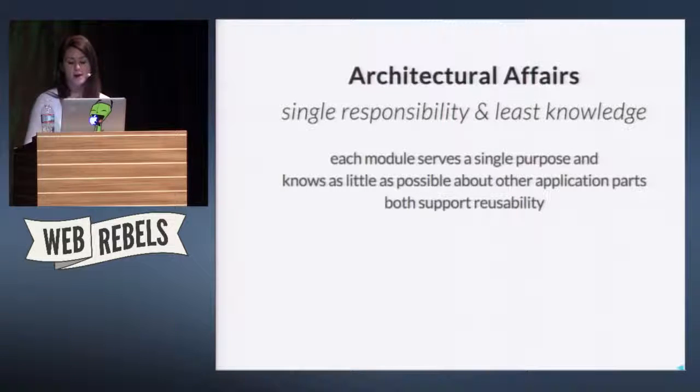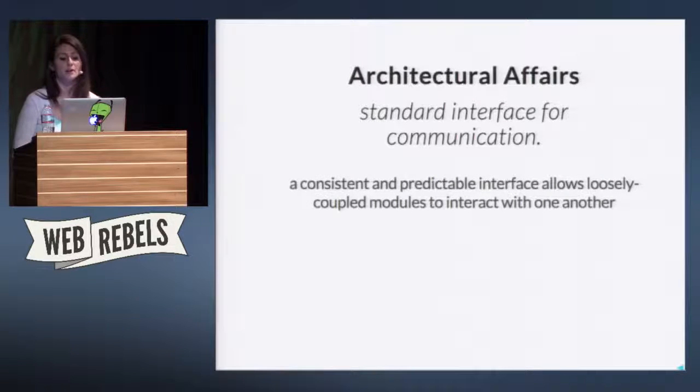And assuming that the rest of our organs are just as specialized and just as modular as our heart is, we have one final principle that our architecture is going to need to follow, and we're going to need a standard interface for communication. So we're going to want a consistent and predictable interface that allows all of these loosely coupled modules to interact with one another. And in the human body, the way that we communicate is controlled in our nervous system.